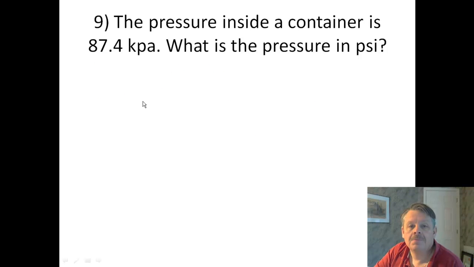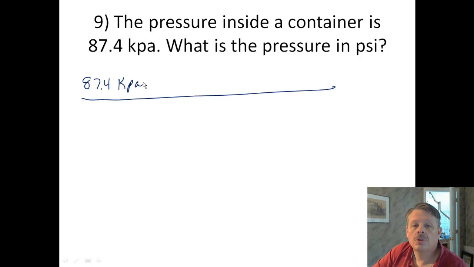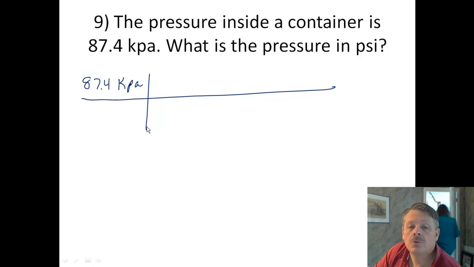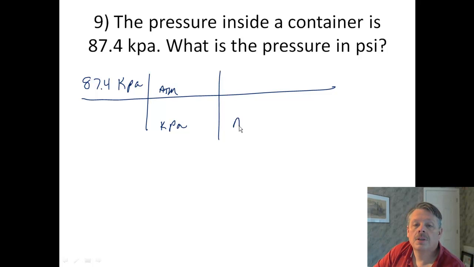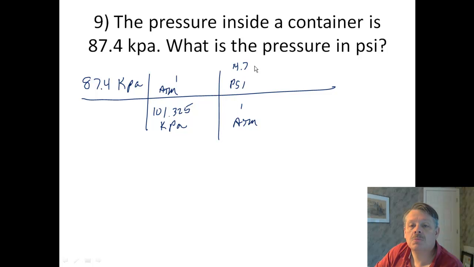All right. Number 9. Pressure inside a container is 87.4 kPa. Well, that's less than 1 atmosphere, because there are 101 kPa in 1 atmosphere. So I go from kPa to atmospheres, and then I go from atmospheres to PSI. And in 1 atmosphere, there are 101.325 kPa. And in 1 atmosphere, there are 14.7 PSI.